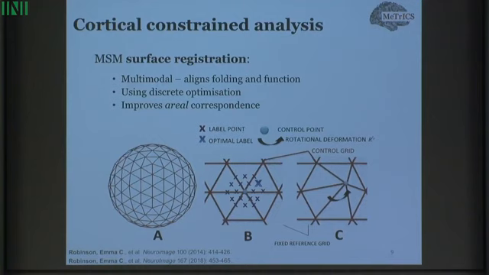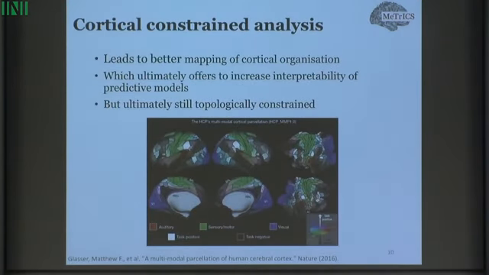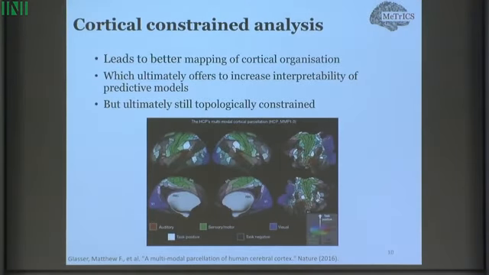It's been shown to significantly improve areal correspondence, and by that we mean improvement of alignment of features that reflect the underlying functional organization of the brain, so functional imaging data. And this has led to a better mapping of cortical organization with the Human Connectome Project's multimodal cortical parcellation, which you show here. I'm going to talk about that in a few slides' time.